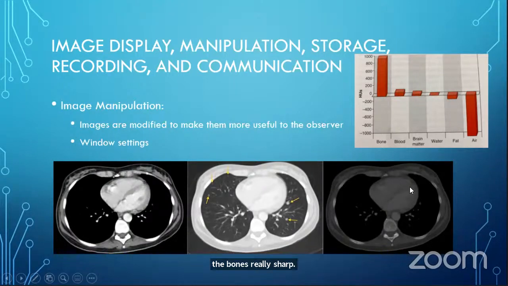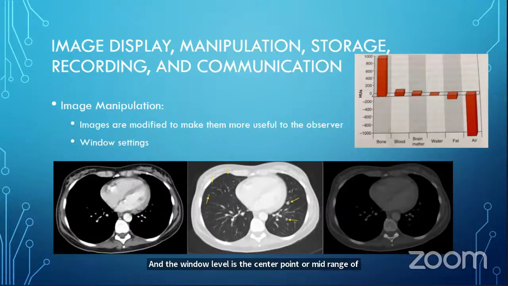We get these windows by basically changing the window settings. And we do that based on the Hounsfield units. So we control the window width and the window level. The window width is the maximum number of shades of gray that can be displayed. And the window level is the center point or mid-range of those shades of gray.